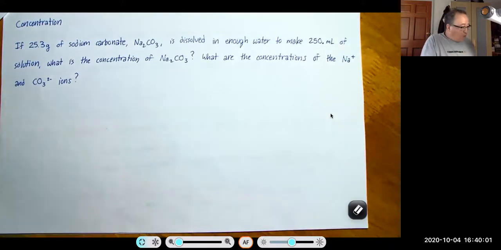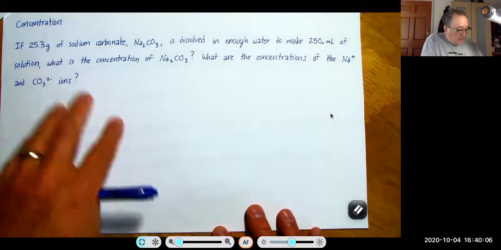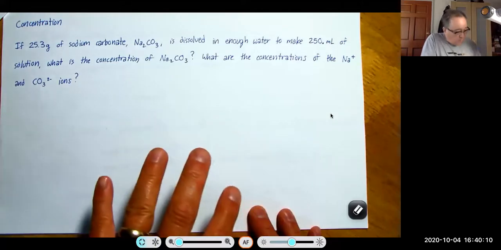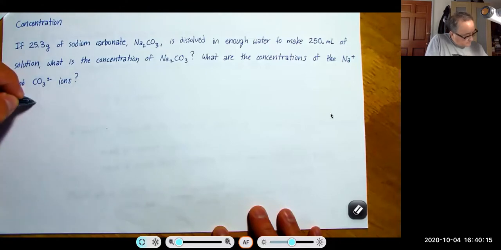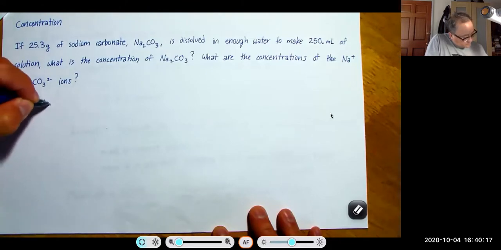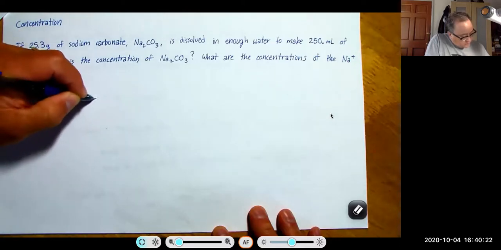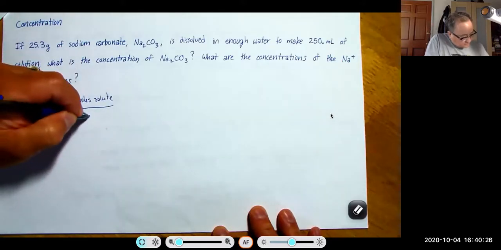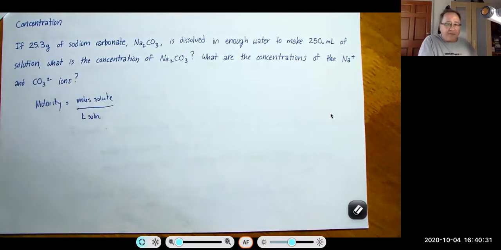So we want to calculate the molarity. In this particular book, they're not really making a distinction between different types of concentrations. We're going with molarity. So to calculate the molarity, we need the moles of solute divided by the liters of solution. So we're going to go ahead and divide this into a couple of little side problems and then put it all together.